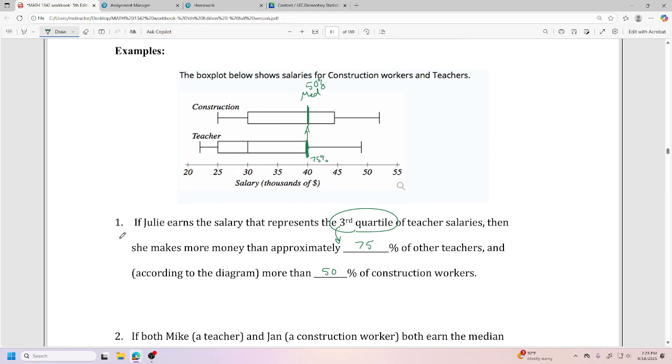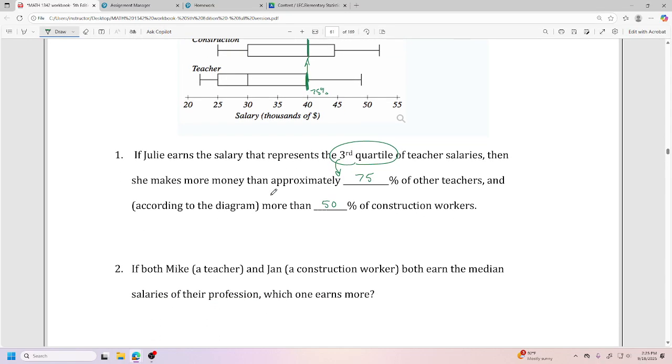Go ahead. StatCrunch? I would not. I think this is more of a picture, talk about it problem. Unless they gave you a lot of data and you had to go find it yourself, then yeah, that would be a StatCrunch for sure.